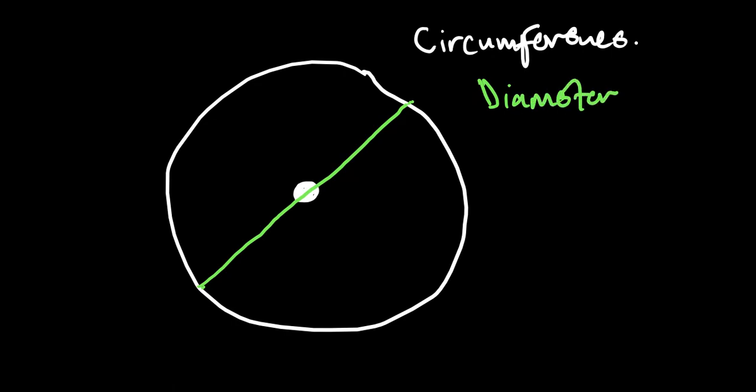Okay, and then what if I have a line that is from one edge of the circle to the other, but it's not passing through the center? What do we call that line? So for example, if I have a line from that edge to the other, we see that this line here is not passing through the center, but it's from one edge of the circle to the other. So we call this line the chord.